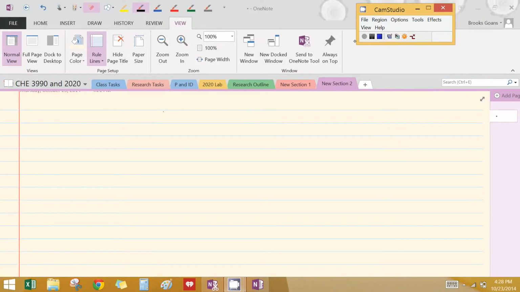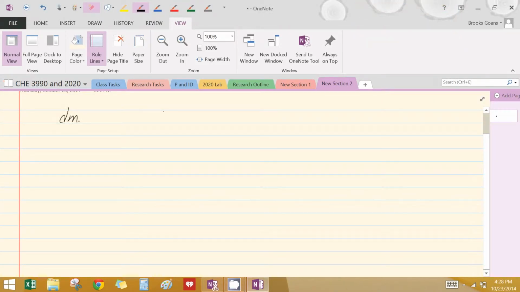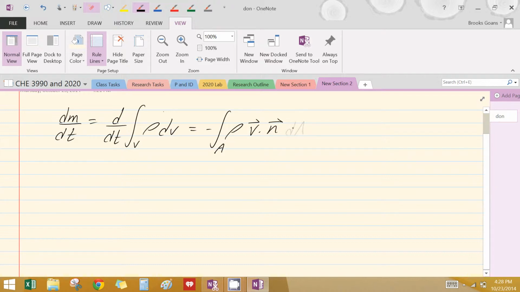Okay, for this part we just showed mathematically how our system was at steady state. We started off with the mass continuity equation: dm/dt equals d/dt times the integral of density dV, equals negative the integral of density times the dot product of the velocity vector and the normal vector, dA.